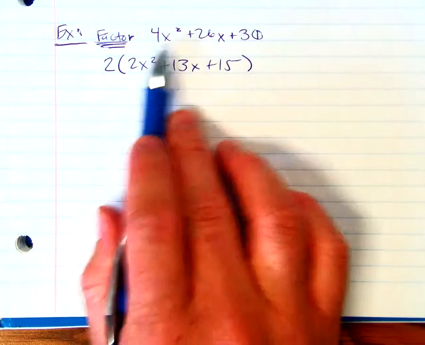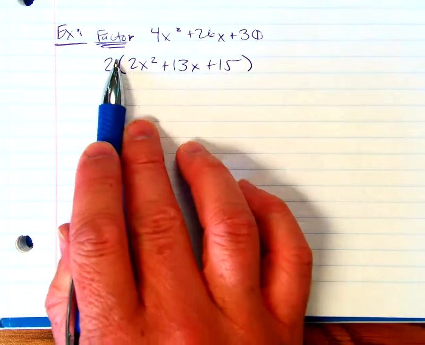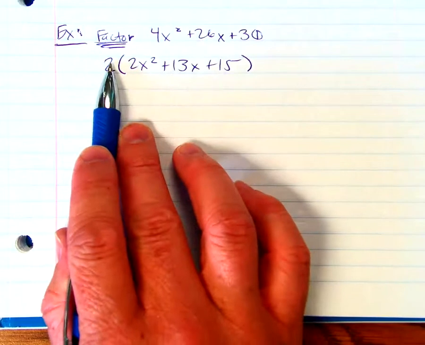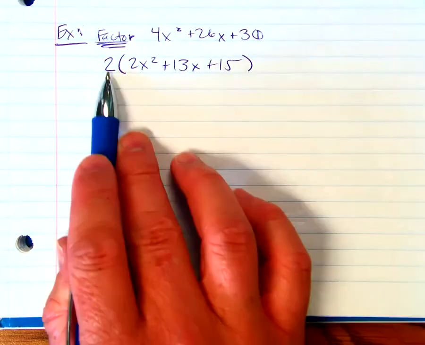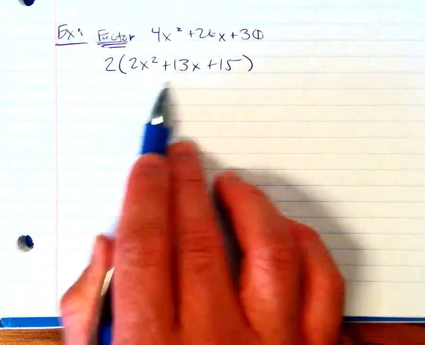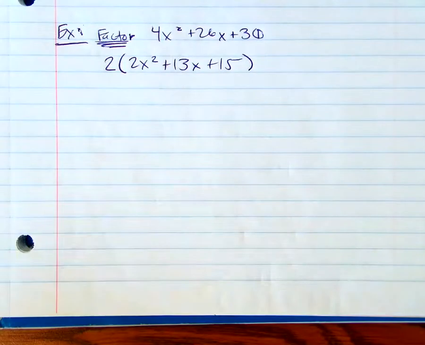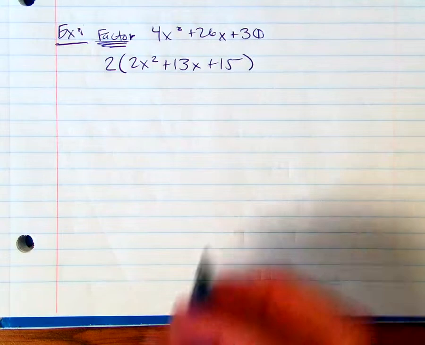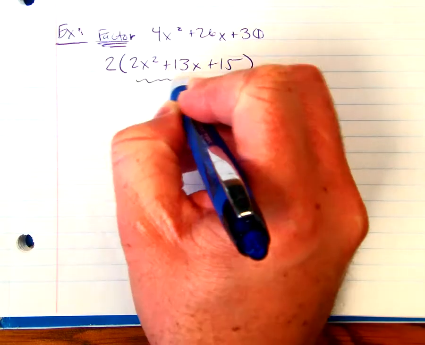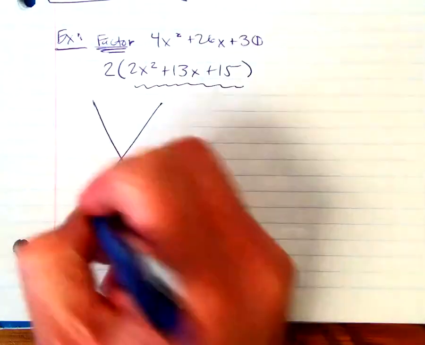So I took out a 2. All of these things were multiples of 2. And remember, when you factor out what they have in common, you're filling in what you need to multiply to get back here. 2 times 2 makes 4. 2 times 13 makes 26. 2 times 15 makes 30. So you took out what they have in common. Now you will set up the x method, and you will only use it for this part in the parentheses. So go ahead and set it up.